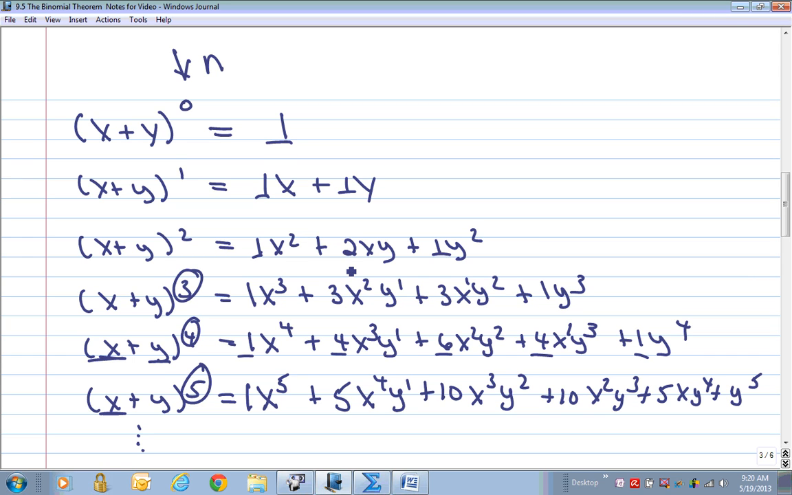All right, next, the x and y have a symmetrical role. So in other words, the powers of x decrease as the powers of y increase. And the sum of the powers in each term totals the power given in the original binomial. The coefficients increase and then they decrease, and these are called binomial coefficients. All right, let's learn a little bit more about the specifics of those coefficients.